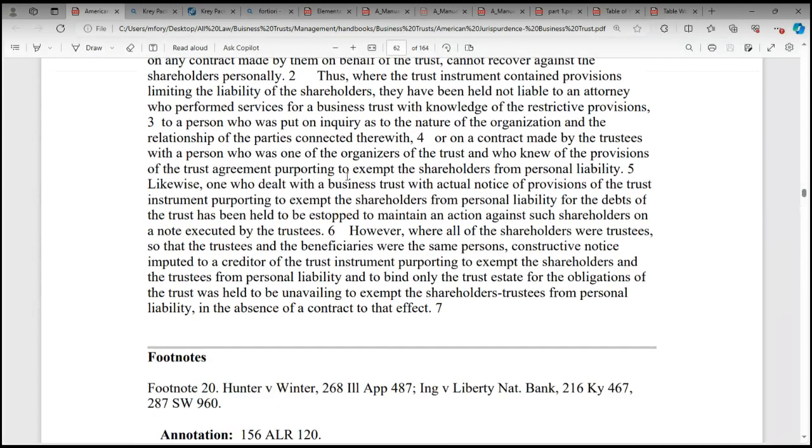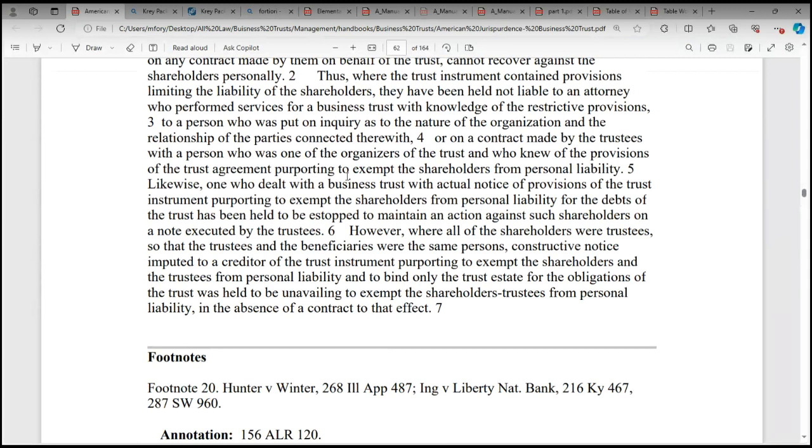Thus, where the trust instrument contained provisions limiting the liability of the shareholders, they have been held not liable to an attorney who performs services for a business trust with knowledge of the restrictive provisions, to a person who was put on inquiry as to the nature of the organization and the relationship of the parties connected therewith, or on a contract made by the trustees of the trust agreement purporting to exempt the shareholders from personal liability. Likewise, one who dealt with the business trust with actual notice of provisions of the trust instrument purporting to exempt the shareholders from personal liability for the debts of the trust has been held to be estopped to maintain an action against the shareholders on a note executed by the trustees.